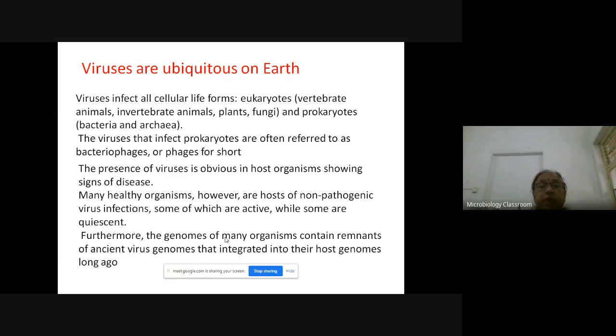Now we will see about the ubiquitous nature of the viruses. So what do you mean by ubiquitous? Ubiquitous means they are present everywhere on the earth. There is no region on the earth where viruses are not present.